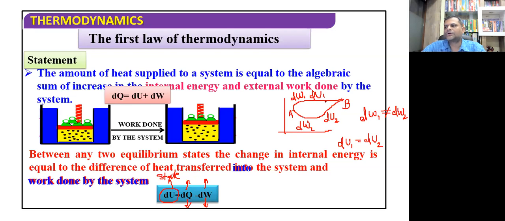And even the amount of heat absorbed in the first process is, suppose, dq1 and the amount of heat absorbed in the second process is, suppose, dq2, then again this dq1 need not be the same as dq2 here. That means the amount of heat absorbed and work done, these two are just path functions. They depend on the path actually. But on the other hand, the change in internal energy is actually the state function. It depends only on the state and not on the path.